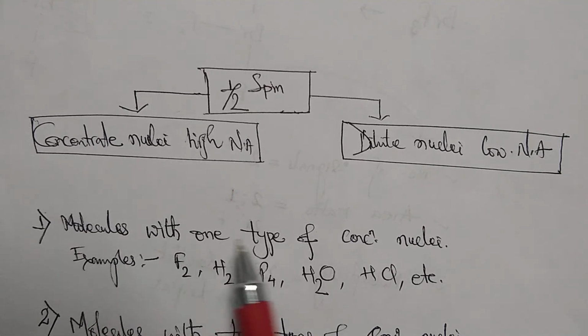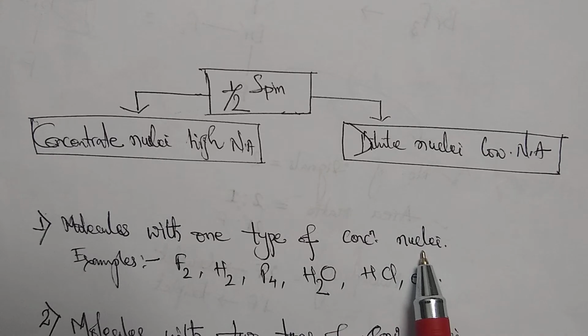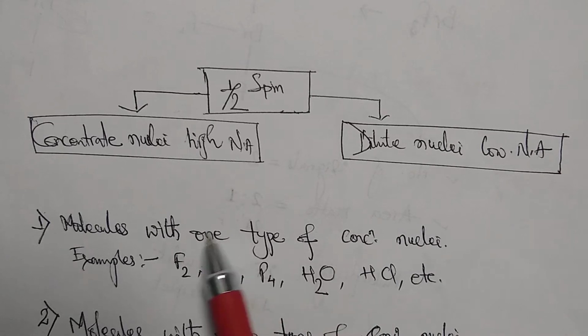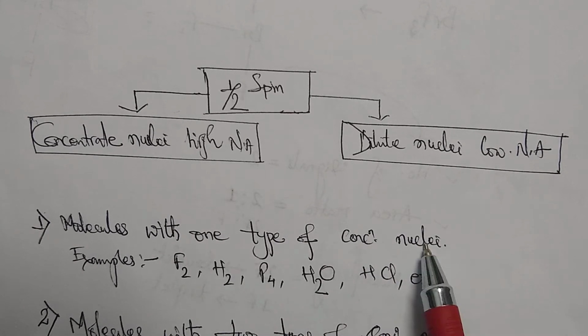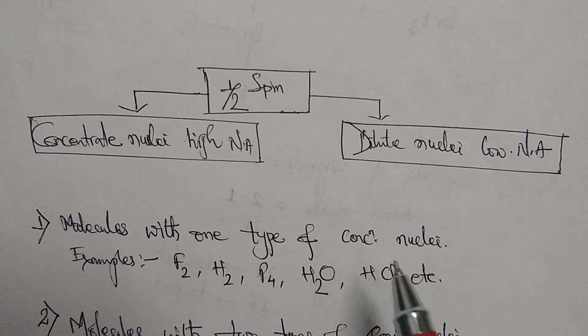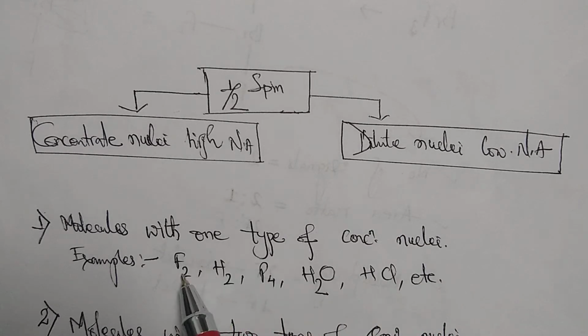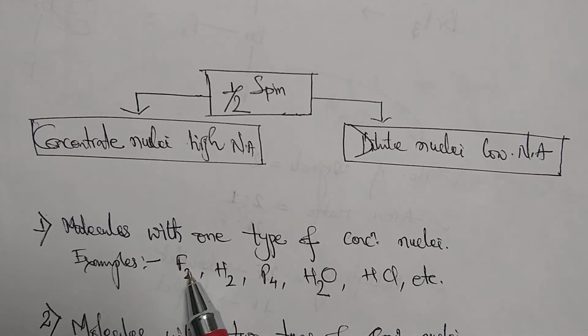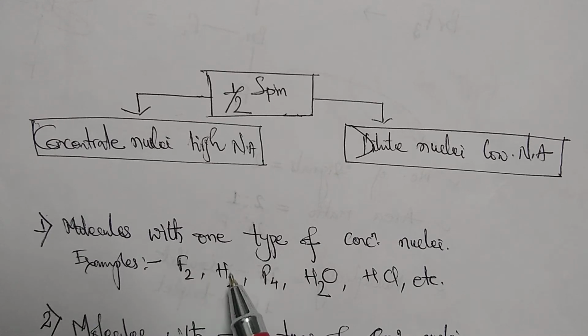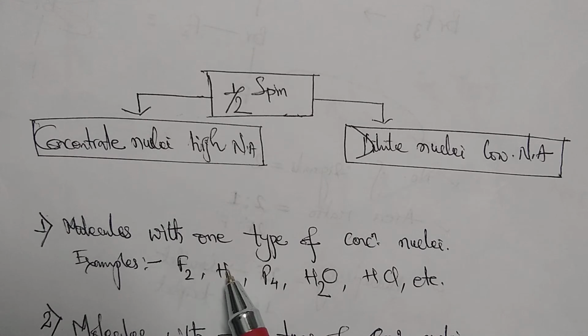Molecules with one type of concentrated nuclei means that only one kind of concentrated nucleus will be present in the molecule, like in the case of fluorine. Fluorine, that is 19F, has a natural abundance of about 100%. Proton we have already discussed. So here only one type of concentrated nucleus is there.